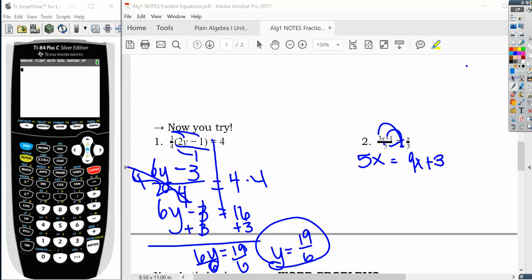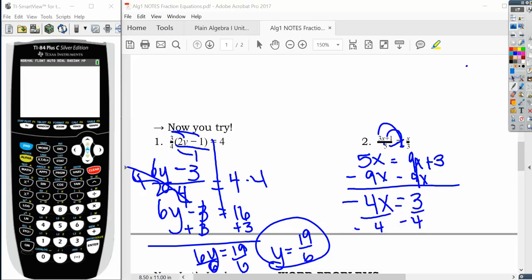So now I have to subtract my x's to get them on one side. So if I subtract 9x, I'm going to get negative 4x equals 3. So divide by negative 4. So x equals negative 3 over 4.